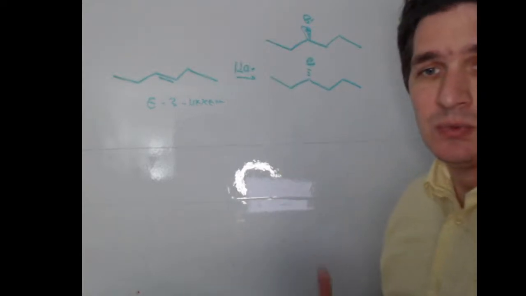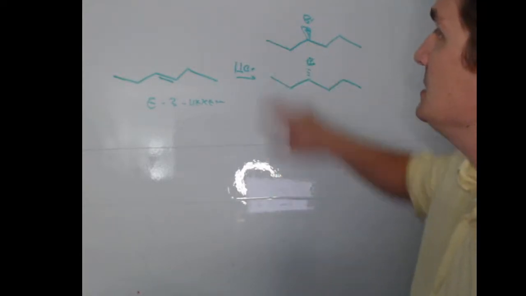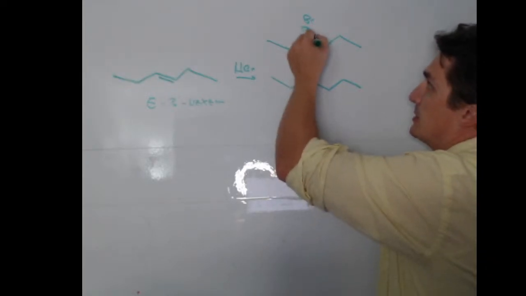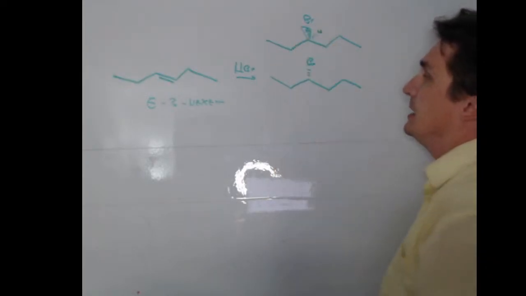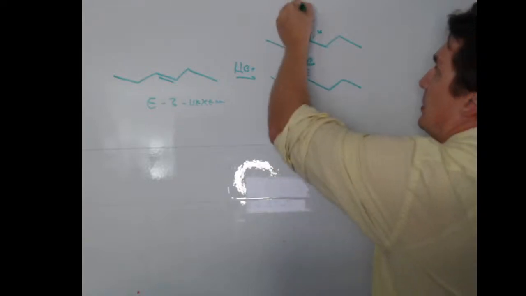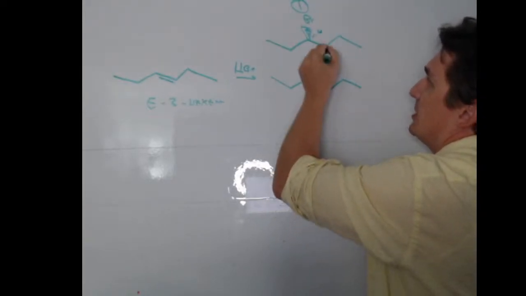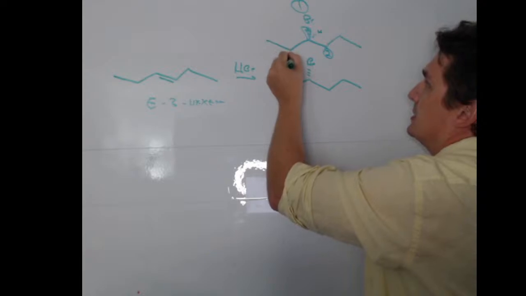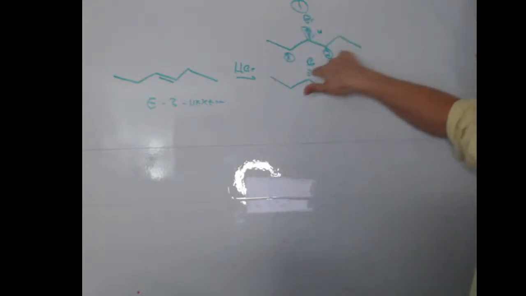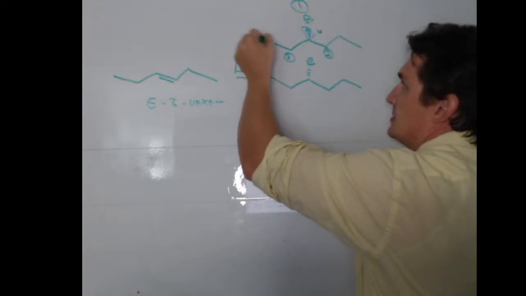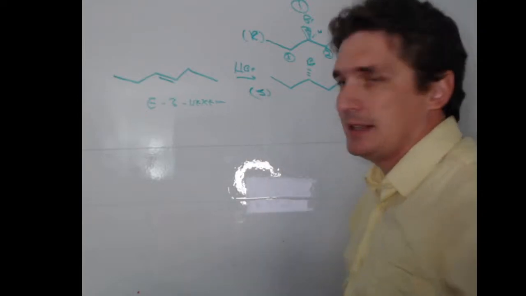Now, the question is, which of these is S and R? This is the easiest one to work with because the lowest priority group, hydrogen, is in the back. So I can kind of read it as is. So bromine here is the top priority. Between the two branches, the longer one is going to be the higher priority. So 1, 2, 3, this is clockwise, so this is the R, and that's the S. So let me make sure I'm right.